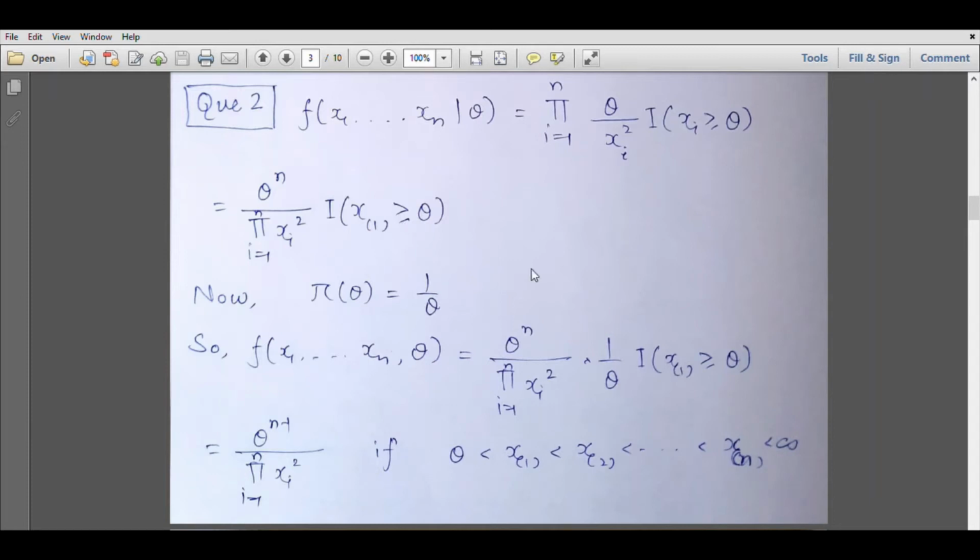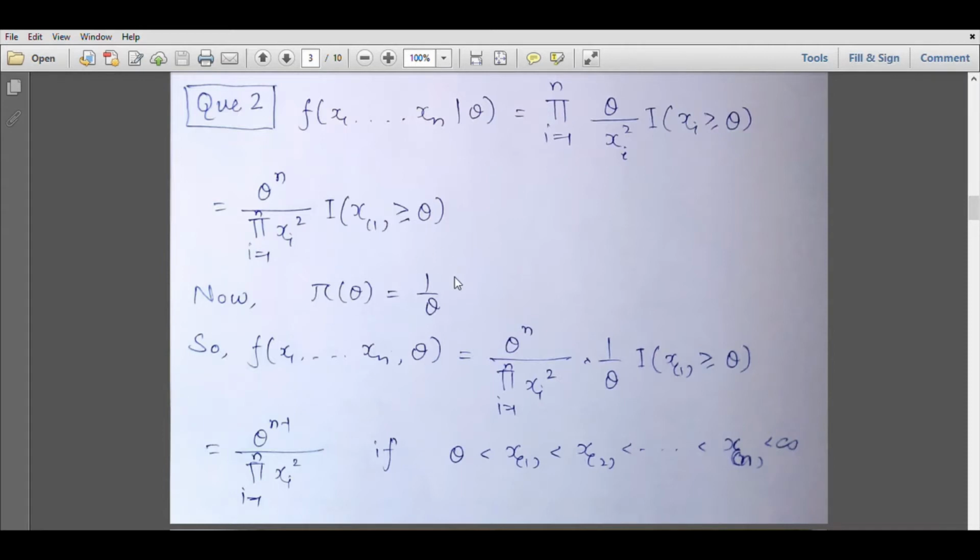Hello students. So let us consider the second question from practical 3, that is practical on Bayesian credible intervals. The question deals with a PDF theta by x square, not a uniform distribution. We have a random sample from the PDF theta by x square where x should be greater than or equal to theta. Then the prior distribution of theta is supposed to be 1 by theta.